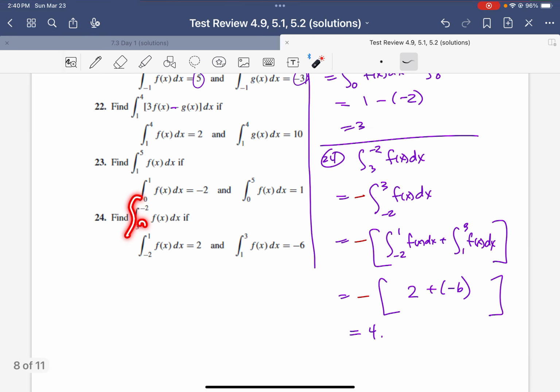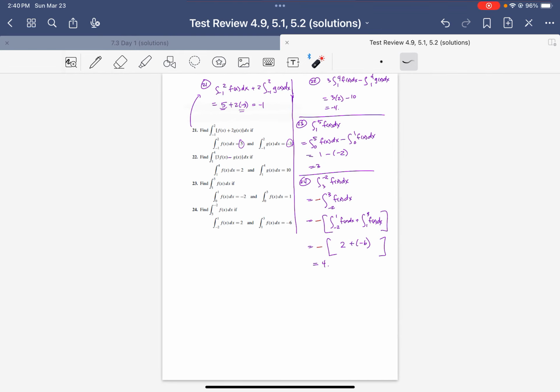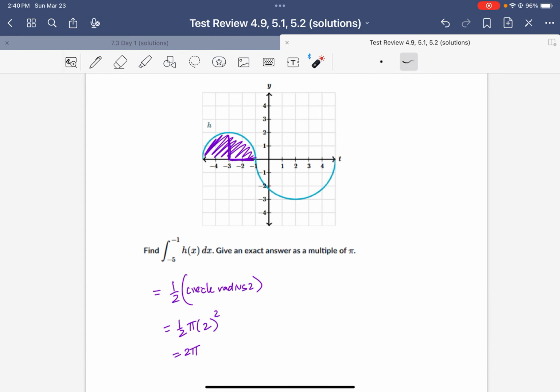Well, 24, they want to know from 3 to negative 2. Well, those bounds are backwards, so I flip the bounds of integration to put the 3 up here and the negative 2 down here. As soon as I do that, a negative pops out. So I get negative. Well, it turns out that this is just the area from negative 2 to 1 and then 1 to 3. Well, from negative 2 to 1 is 2. From 1 to 3 is negative 6. So we get negative 4, make it negative, gives me a positive 4.